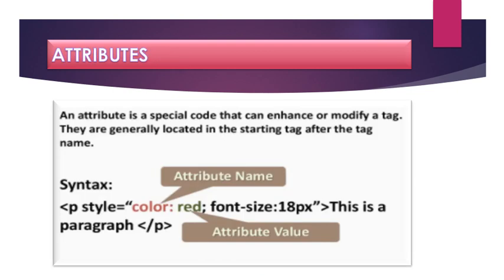And then we have attributes. Attributes are special code that can enhance or modify a tag, and they are generally located in the starting tag after the tag name. Here is the syntax, where we have the paragraph style, that is the color. We have the color red. Here the color is the attribute name, and the attribute value is red.